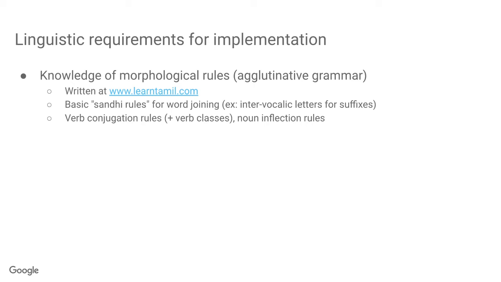In order to implement the code to do the derivation, I needed to know some aspects of linguistics. So first, I needed to have some knowledge of the morphological rules, and this relates to the agglutinative grammar of Tamil. I used the lessons that I wrote at learntamil.com, and the type of morphological rules include sandhi rules, which are basic rules for when words join together, like the intervocalic letters that are inserted when you add suffixes, as well as verb conjugation rules and noun inflection rules.